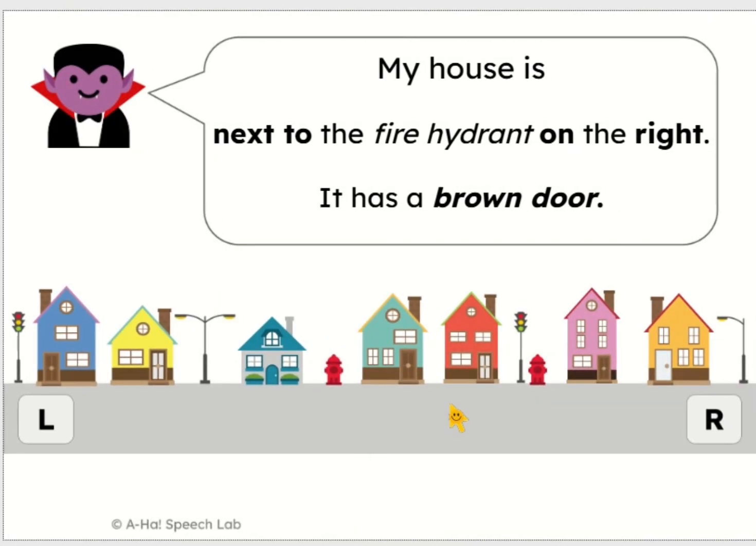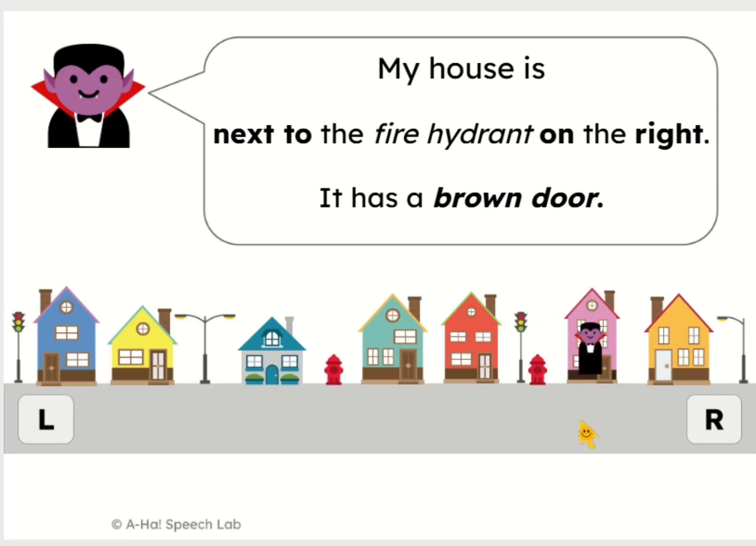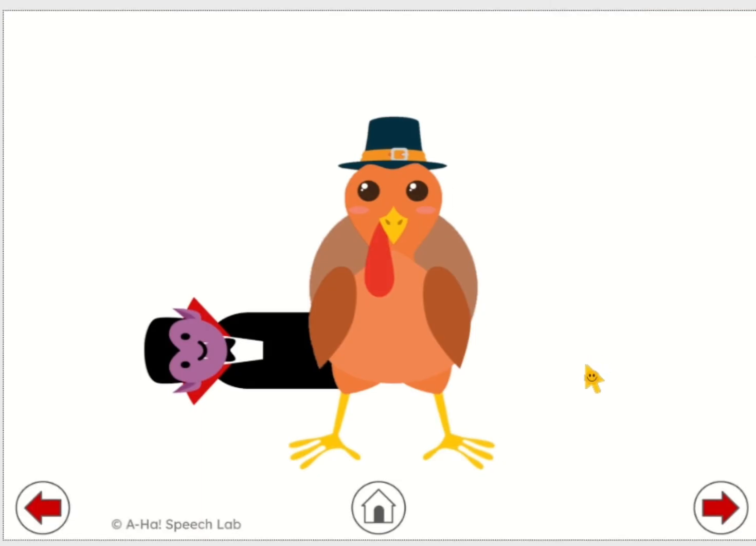So for example, my house is next to the fire hydrant on the right. Fire hydrant on the right, next to it, and it has a round door, this house. So it does have quite a bit of detail. And also it's important that you teach the students words like fire hydrant and street light versus traffic light. So don't forget to teach the vocab. So once you go find them, it pops right behind the turkey to become its feather.